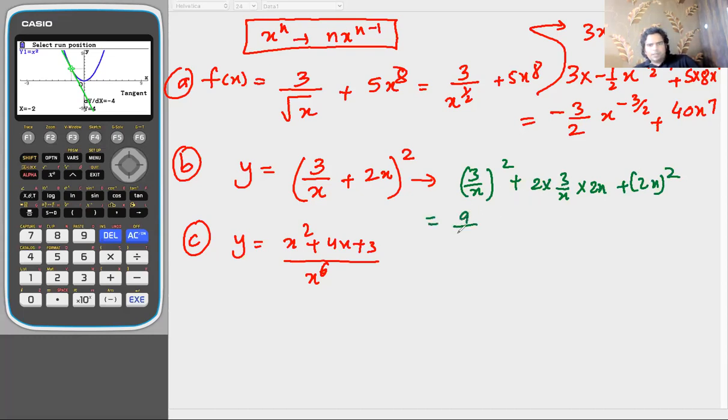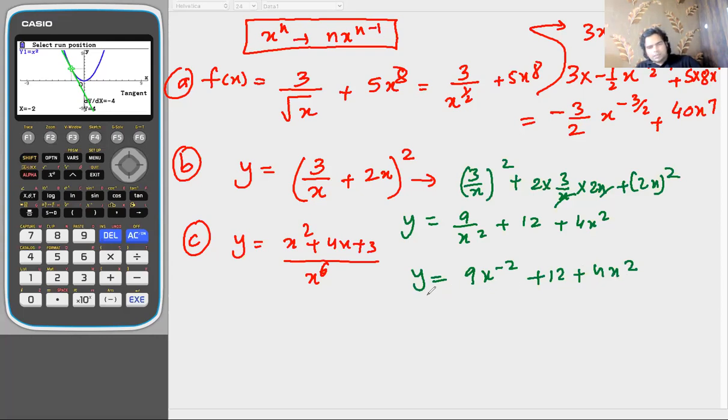So it'll become 9 over x squared plus 2 3s are 6, 3s are 2, 6 2s are 12. X and x get cancelled. So this answer is only 12 and plus 4x squared. Now, when you do the derivative for this function, first you have to bring it up. So still this is y equals to 9x to the power negative 2 plus 12 plus 4x squared.